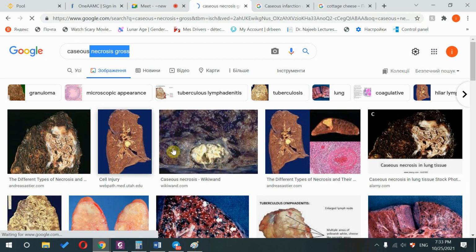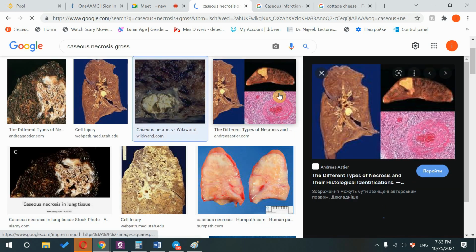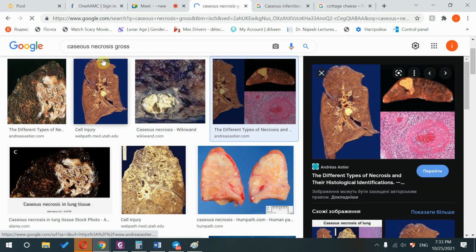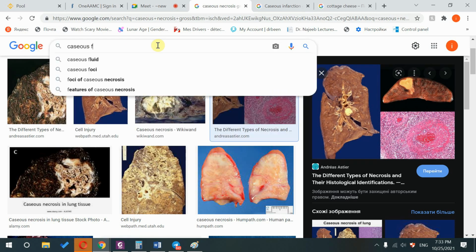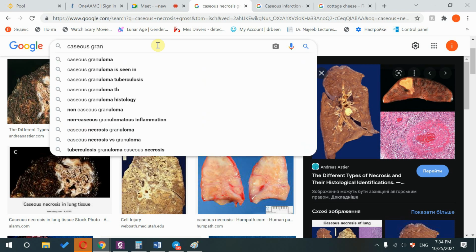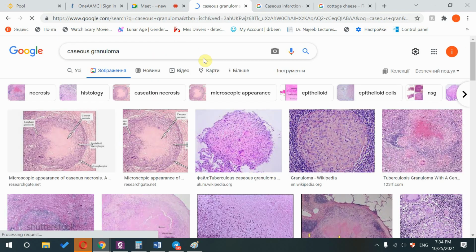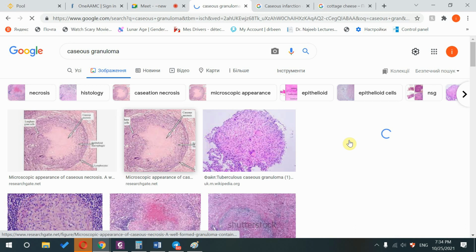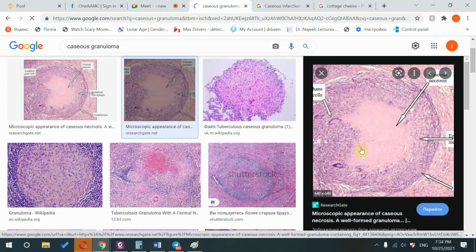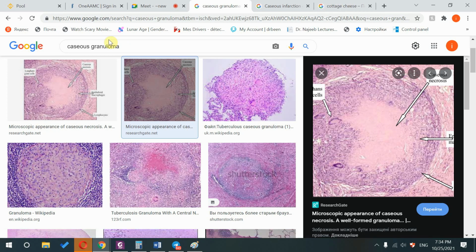Caseous necrosis, here, this is the gross pathology. But if you want to take a look at the histology, you can see the formation of a granuloma. So, let's take a look at the granuloma. Please keep in mind that there are two types of granuloma, caseating and non-caseating granuloma. The caseating granuloma has central necrosis in the middle, as you can see here. But the non-caseating granuloma does not have central necrosis. What does necrosis mean? Remember, no nuclei. So no nuclei here, that's necrosis.